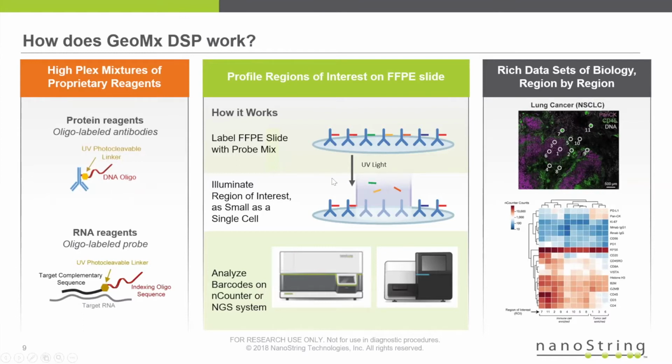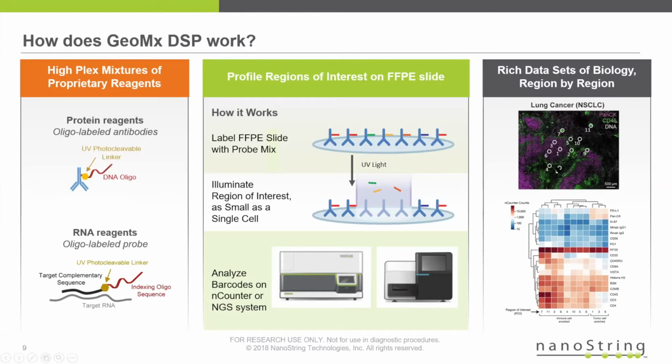So if you look at the second panel here, when we identify a region of interest that we want to profile content out of, we shine UV light over that area. Those barcodes are then cleaved off of the antibody or the ISH probe, and then we collect those barcodes into the instrument, and then we run downstream preparations to run them on our nCounter platform or on an NGS library.